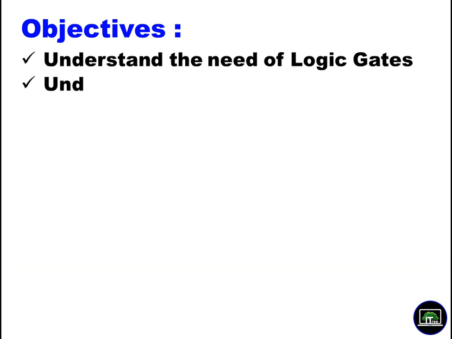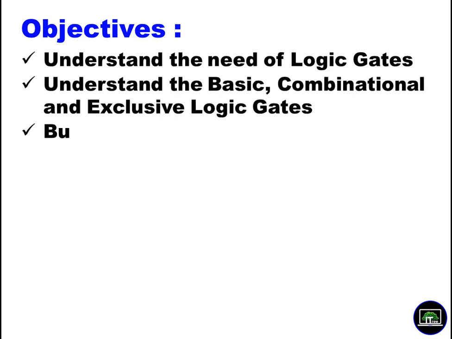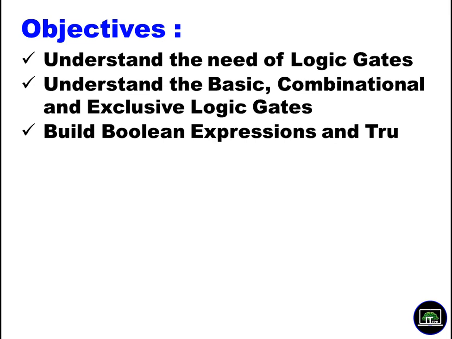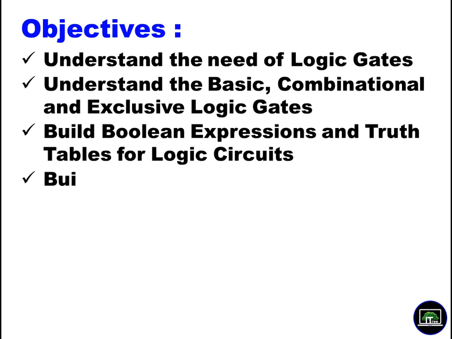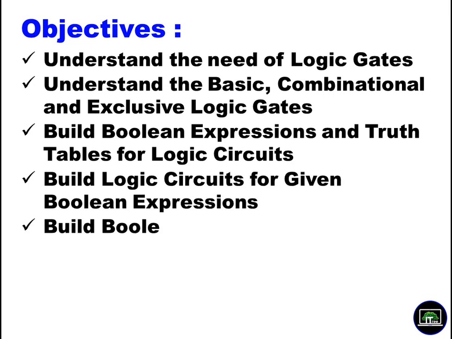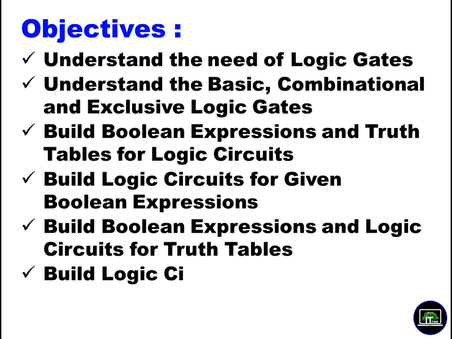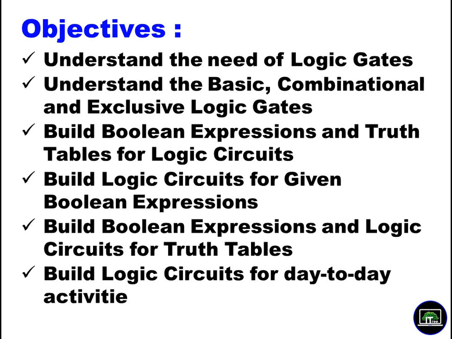First of all, we look at the objectives of the lesson today. First, we try to understand the need for logic gates, why we need logic gates. Then we try to understand the basic logic gates, combination logic gates and exclusive logic gates. Then we try to build Boolean expressions and truth tables for logic circuits. Then we build the logic circuit for given Boolean expressions. Then we build the Boolean expression and logic circuit for truth tables. Finally, we build logic circuits for day-to-day activities. So these are the lesson objectives of this video.